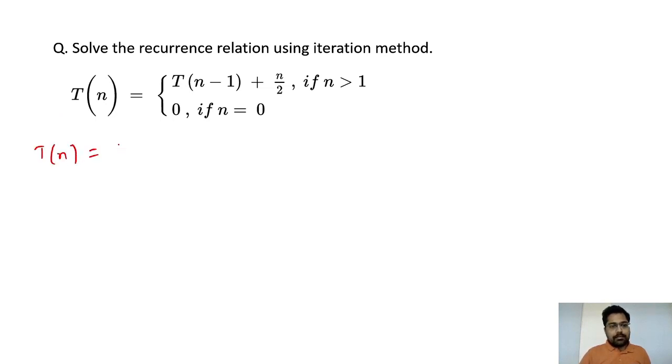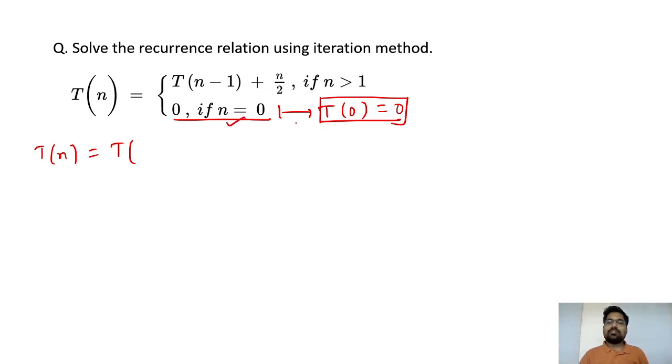So the base condition is written where t of 0 is 0, meaning where the n value is 0, we can say the cost is 0. You can write the base condition as this. This is our base condition. Okay, t of 0 equal to 0. You can write it n by 2.